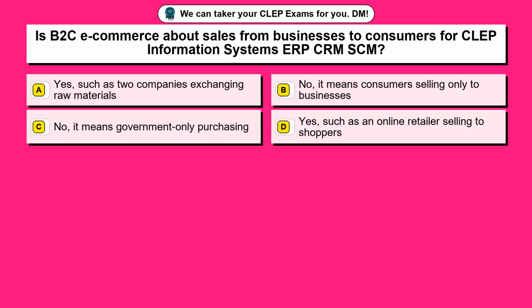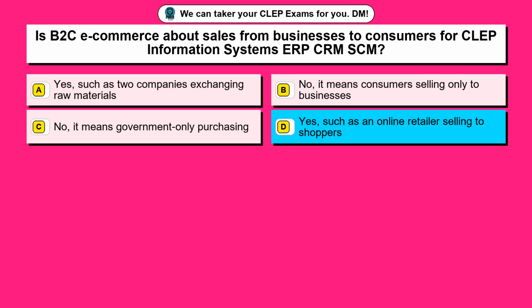Question 12. Is B2C e-commerce about sales from businesses to consumers for CLEP Information Systems ERP CRM SCM? Option A. Yes, such as two companies exchanging raw materials. Option B. No, it means consumers selling only to businesses. Option C. No, it means government-only purchasing. Option D. Yes, such as an online retailer selling to shoppers. The correct answer is option D.